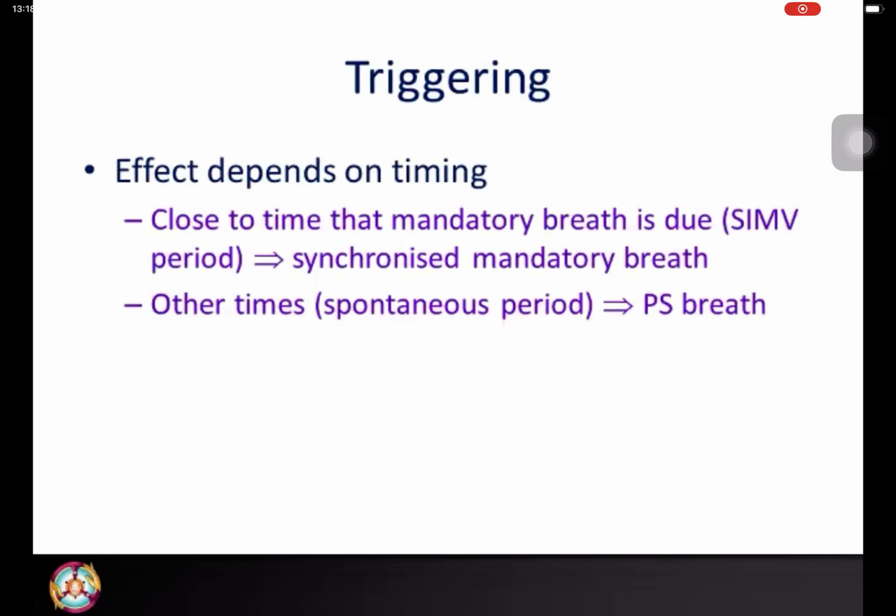They are synchronized with the patient's inspiratory efforts to prevent a ventilator-initiated breath coming on top of a patient-initiated breath. In SIMV mode, whether the patient receives a mandatory breath or a spontaneous breath depends on the exact timing of his or her inspiratory effort. If the patient triggers the ventilator close to the time a mandatory breath is due, the ventilator gives that mandatory breath. If the patient triggers the ventilator at other times, the ventilator delivers a pressure support breath. The ventilator does this by splitting up time into an SIMV period and a spontaneous period.